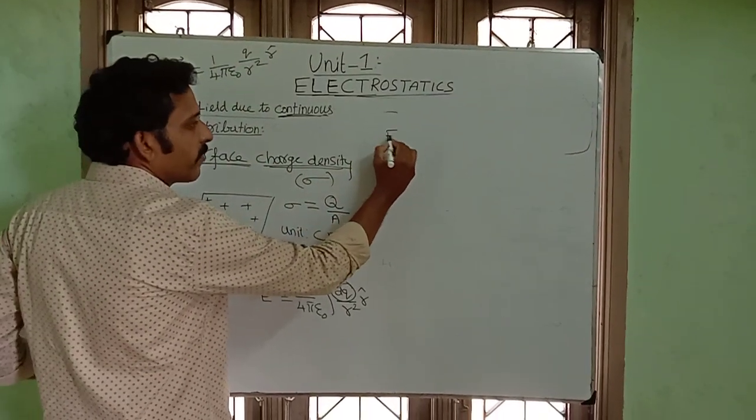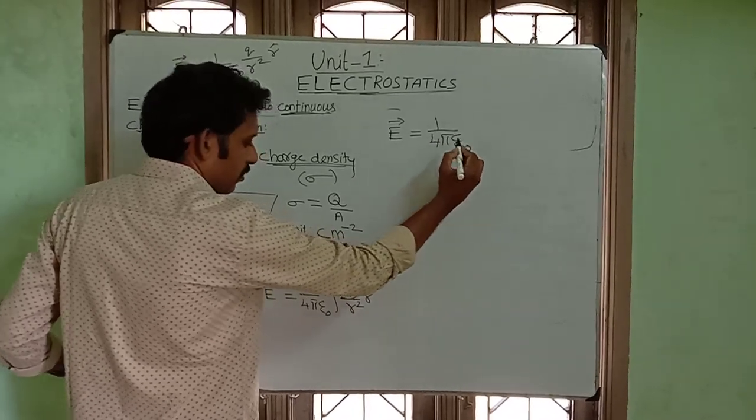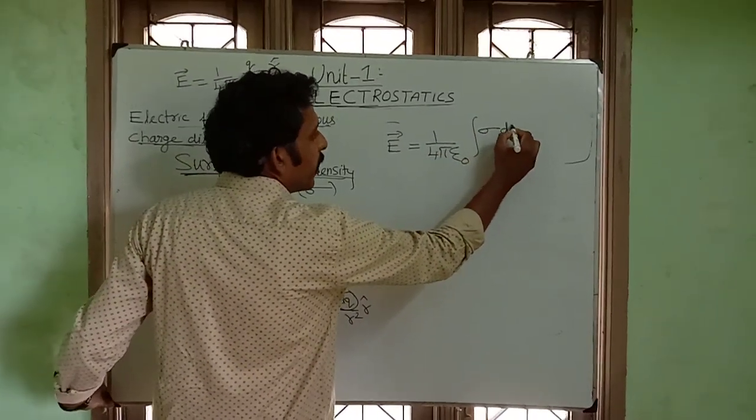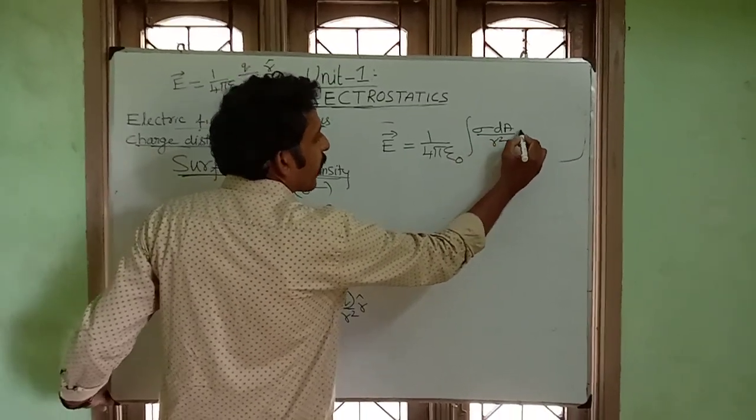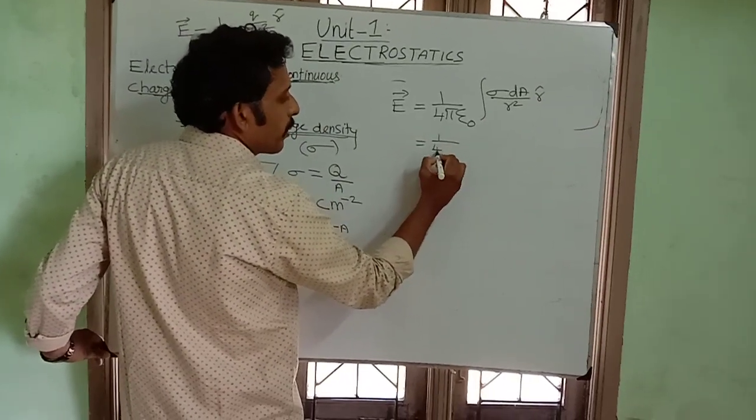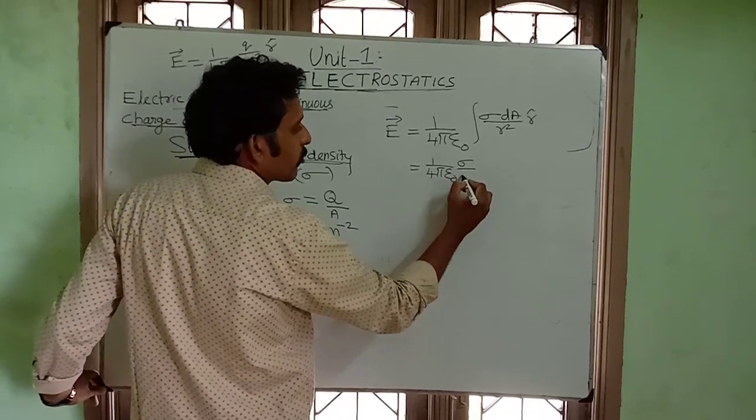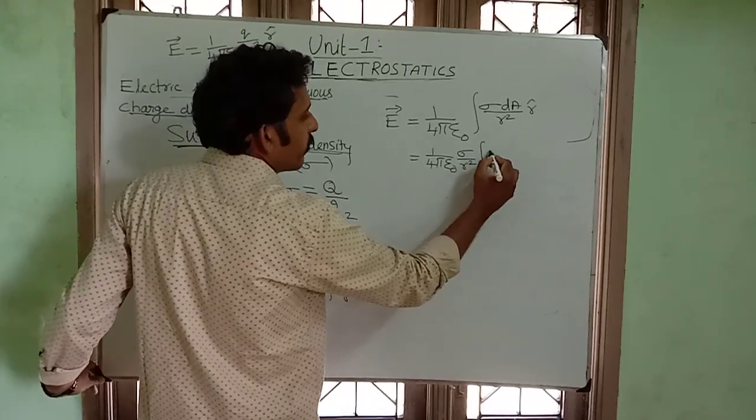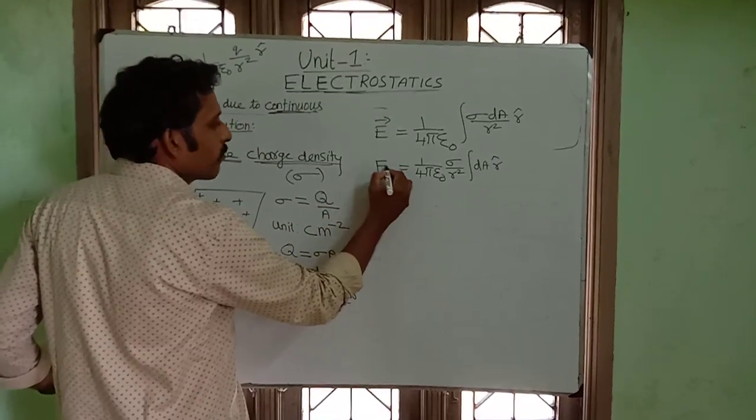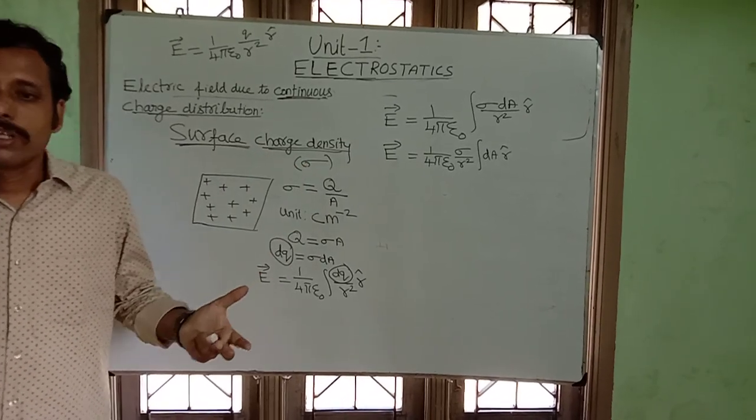Therefore E vector is equal to 1 by 4 pi epsilon naught integration of sigma dA by r square r cap. If you want, you can take the constants out: 1 by 4 pi epsilon naught, sigma, and you can write integration of dA by r square r cap. So this is the electric field due to a surface.